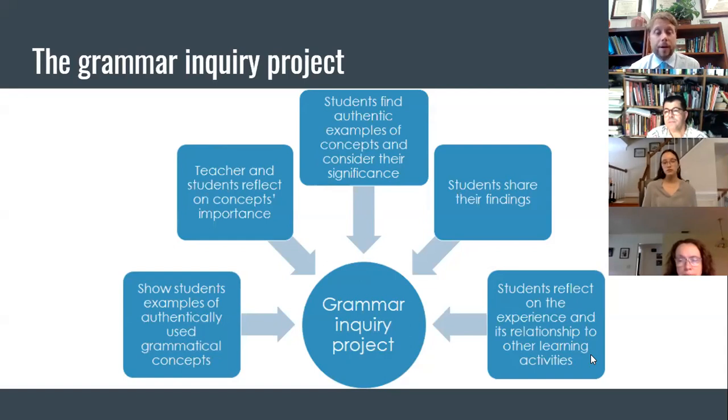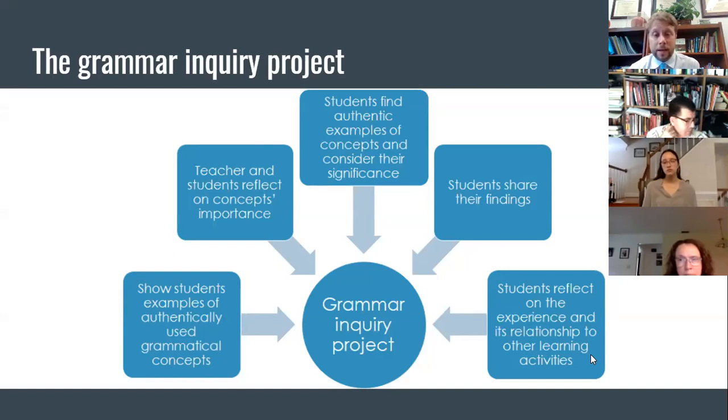After that, I asked students to do this work on their own, kind of release the responsibility or the ownership to them, and ask them to find examples of grammatical concepts that they studied in school in texts that represented their out of school lives, and think a little bit about the significance of those concepts. Why were they used? What was their impact? How did it really make a difference in the effectiveness of the piece?